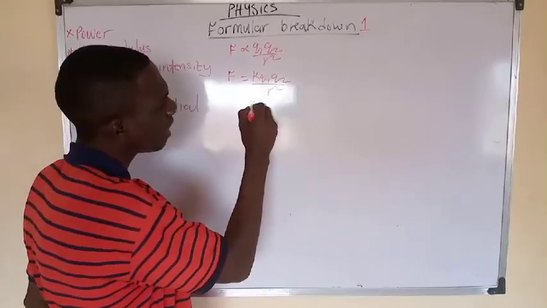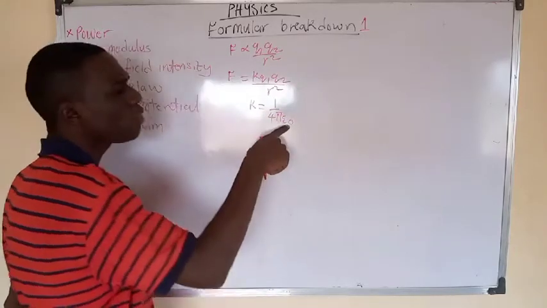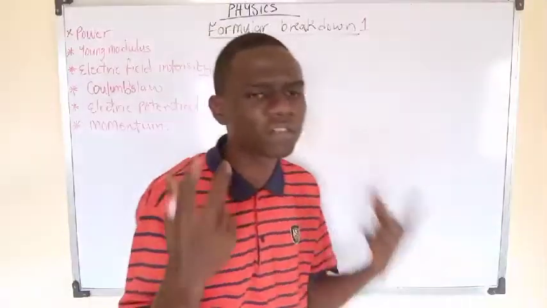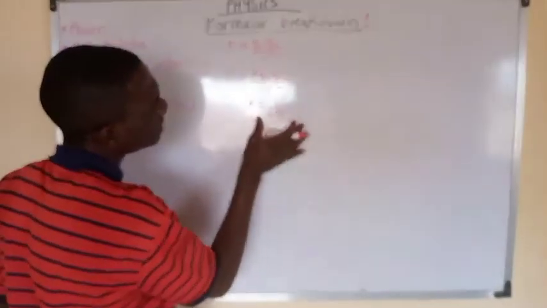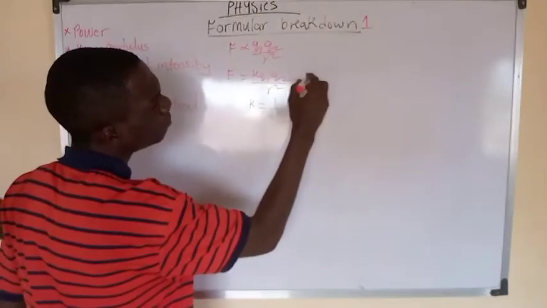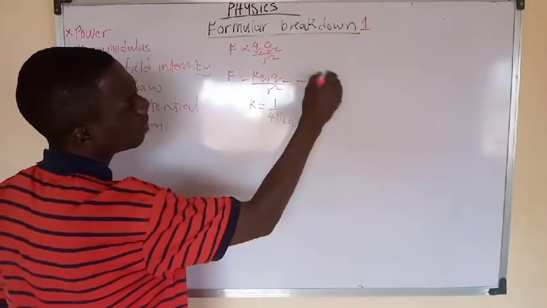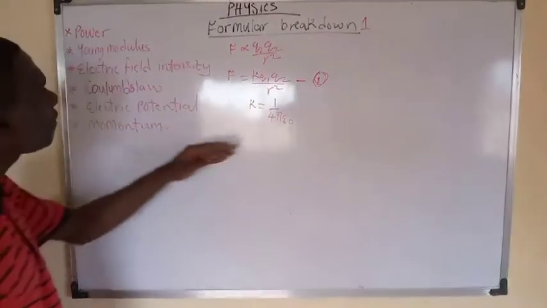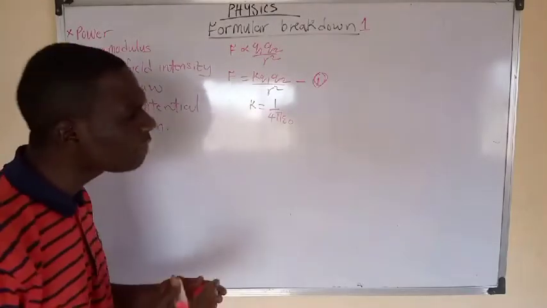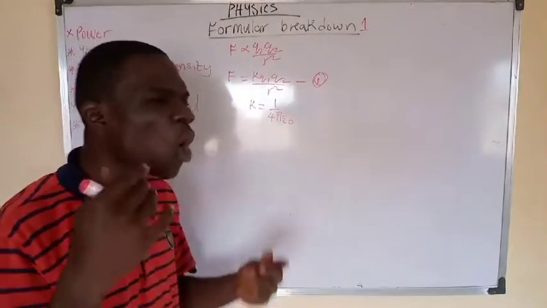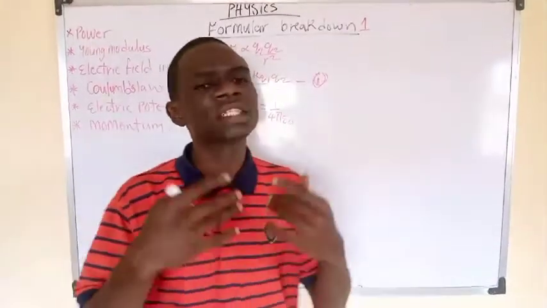And we say that the value for our K is equals to what? 1 over 4 pi E naught, where we say E naught is the permittivity of free space, a constant in physics as well. Alright, so let's call this equation 1, okay? Now, if I would proceed further to talk about electric field intensity, electric field intensity is also known as what? The strength of an electric field.